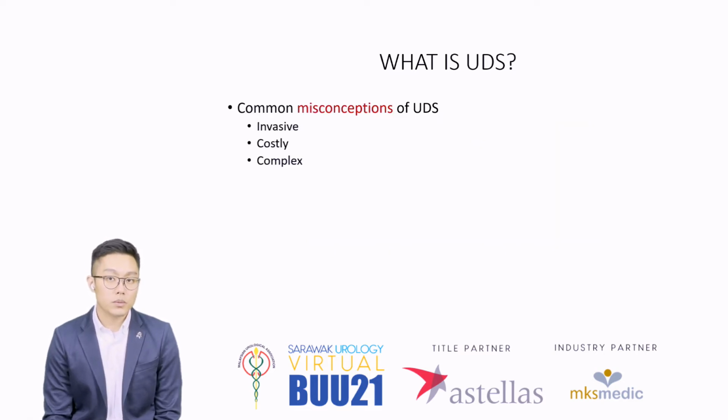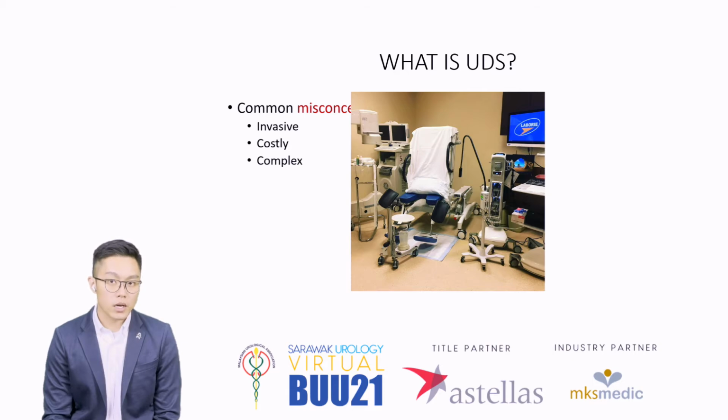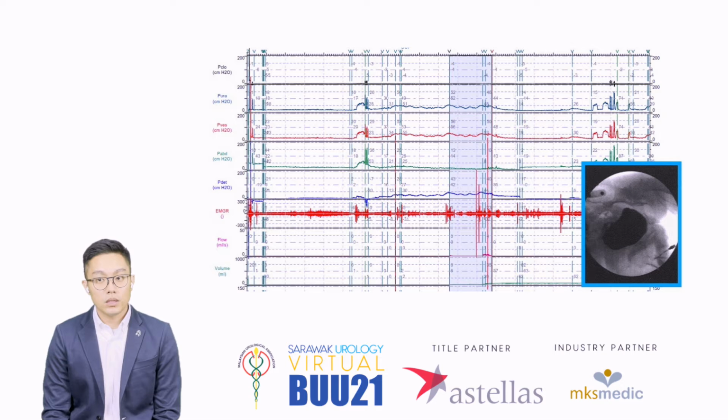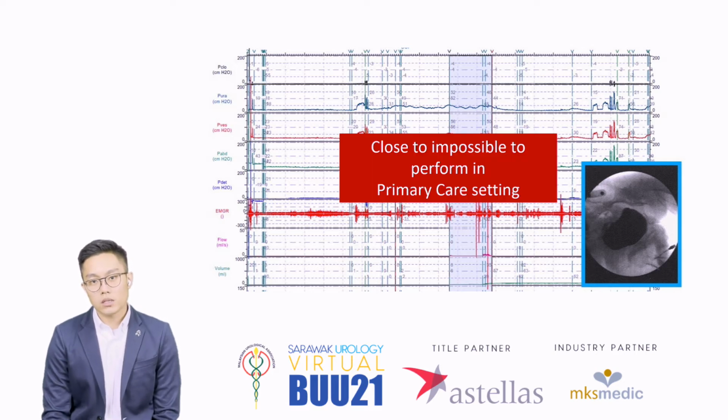The common misconception about UDS is this is the only way, the invasive urodynamic. These are very costly and very complex. You need a special setup just to have this test done. And in the end, you'll get a chart, something similar to this, which is what we call the urologist's ECG, which is fairly difficult to interpret if you're not familiar with it. So in the primary care setting, I would think that it is close to impossible to have this done or to even have a setup like this.